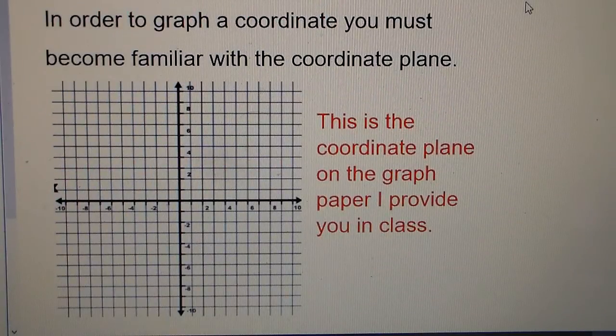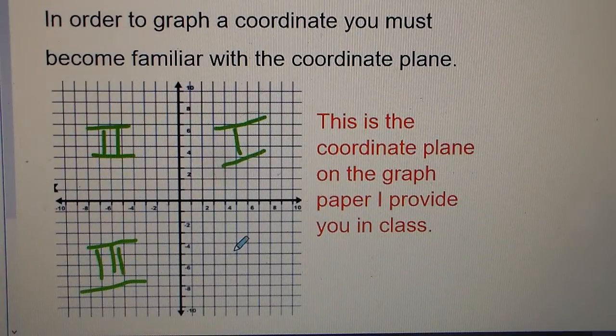On this coordinate plane, you have 4 different quadrants. The quadrant in the top right hand corner is called quadrant 1. The quadrant in the top left hand corner is quadrant 2. The quadrant in the bottom left hand corner is quadrant 3. And the quadrant in the bottom right hand corner is quadrant 4. As you can see, they're all in Roman numerals.